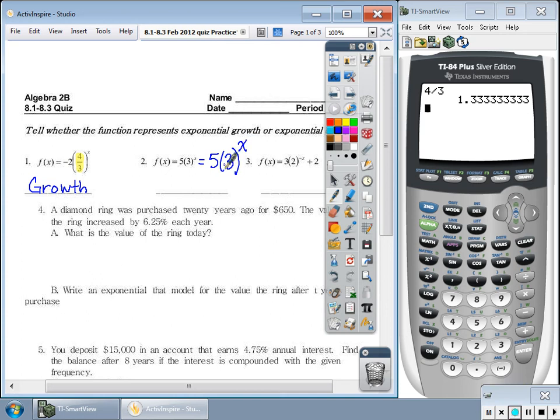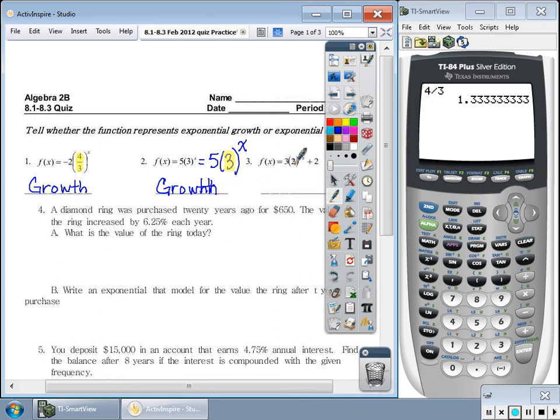Okay, this number right here is what we're looking at. 3, definitely bigger than 1. So again, this is growth. Now here's where the trick comes in. Whoops, I spelled that incorrectly. That's a TH. This is 3, 2 to the negative x power.